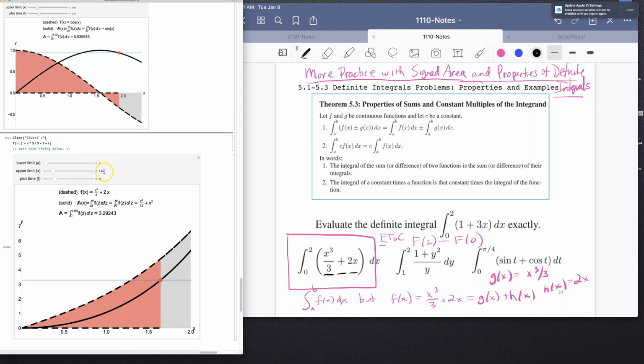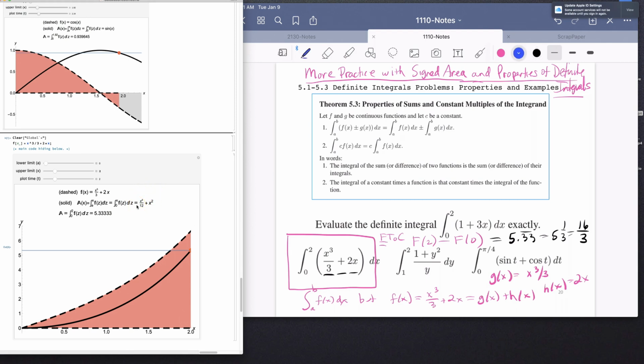Okay, so from 0 to 2, we know that if you do the fundamental theorem of calculus on this problem, you are going to get 5 1/3, 5.33 repeating, sometimes called 16 over 3. So that's what you're going to get from the fundamental theorem. Okay, but we can see that the antiderivative is x to the 4th over 4 plus x squared. We can see that in the graph, in the demo to the left.